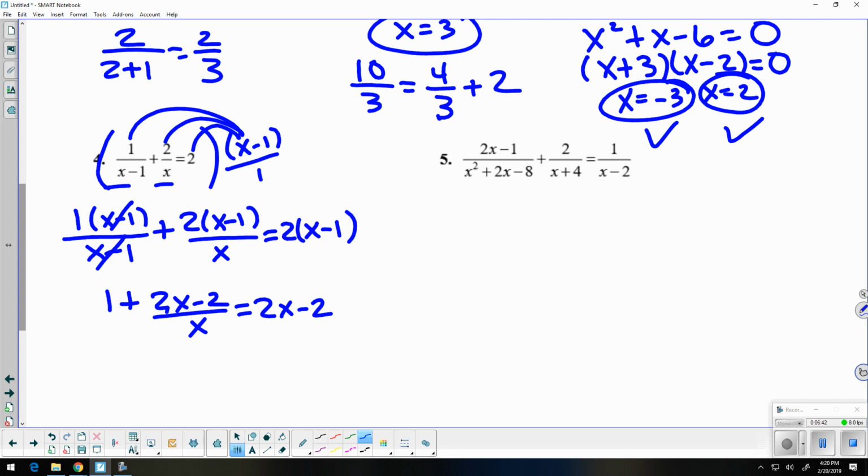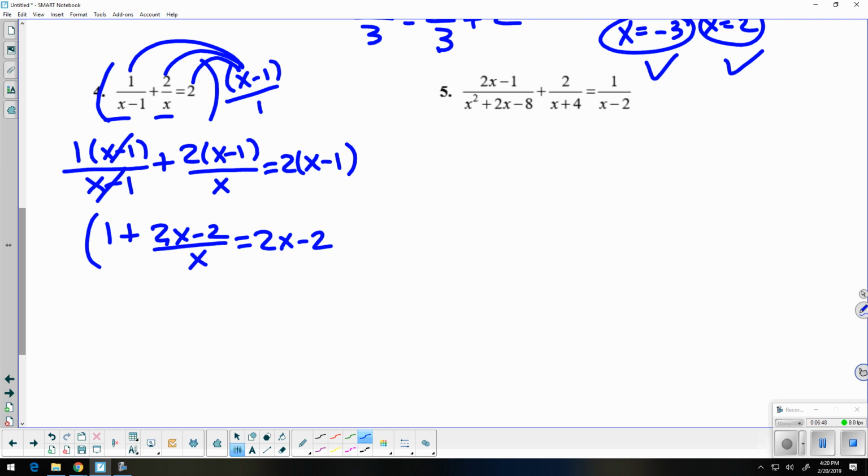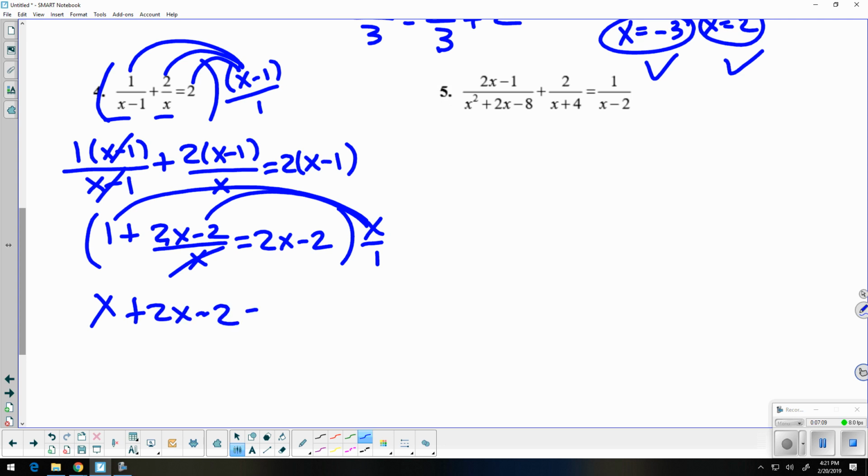Now, I want to get rid of the x, right? The x has to go. So in order to get rid of the x now, I'm just going to go ahead and multiply everything through by x over 1, and that should cancel the x in the second fraction. Okay, so again, every single term you see gets multiplied by x. So if I go all the way across here, I'm doing 1 times x, so that's just x. When I multiply this next one by x, it's just going to cancel my denominator. So I have plus 2x minus 2.